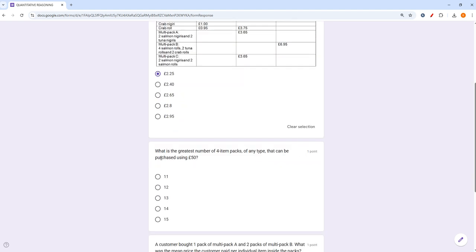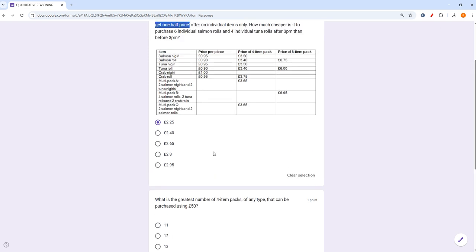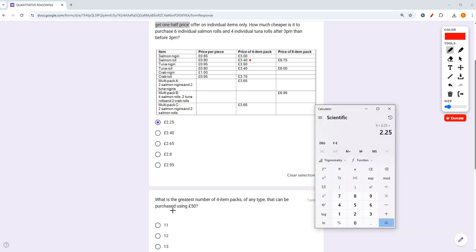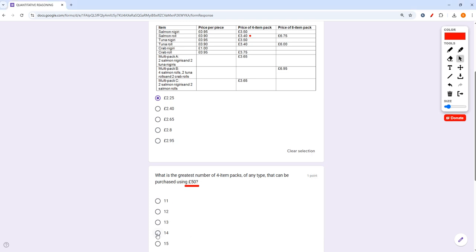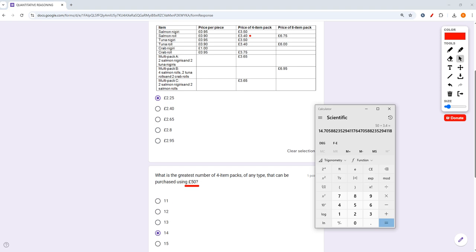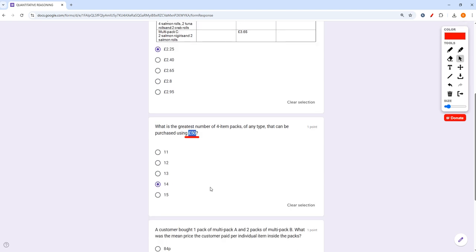Which is the greatest number of 4-pack items? I want the lowest price. 3.5, no, 3.4 is the lowest price. All I will do is 50 divided by 3.4, which is 14.7. It can't be 15, in case somebody's thinking that. It has to be 14, because if it were 15, like what I saw, 14.7 would overshoot the £50 mark. So it has to be 14.